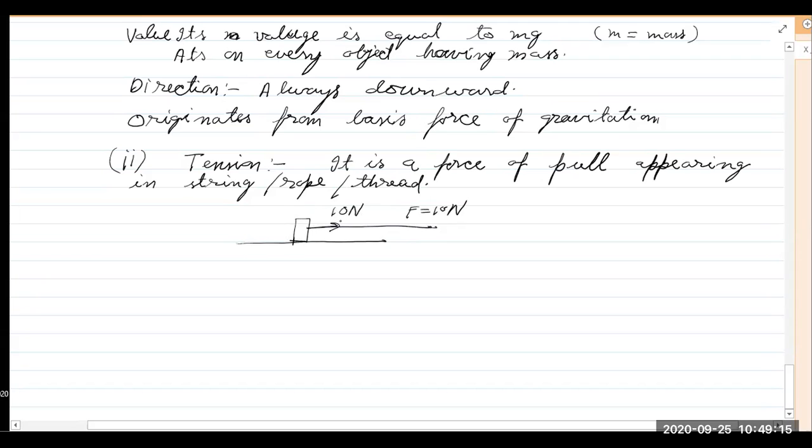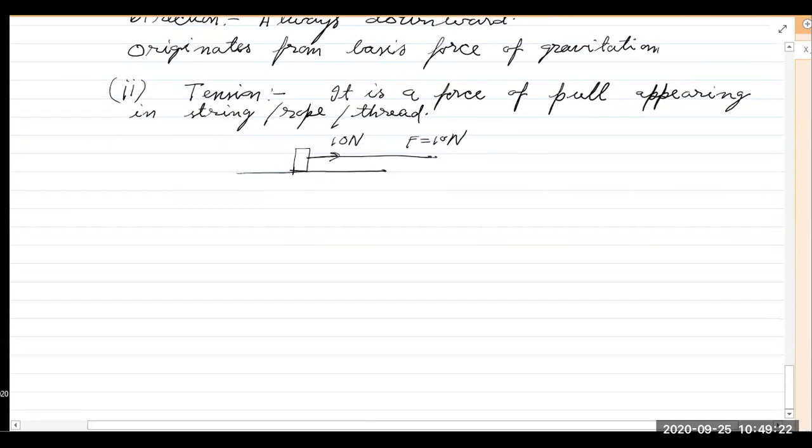The tension in a string depends upon the other forces which are acting on the string. I will give an example. If I am applying a 10 Newton force here, the same force appears in the string and acts on the object. Suppose I have an object whose mass is 1 kg. Its weight will be mg, that is 1 kg into 9.8, so 9.8 Newton.